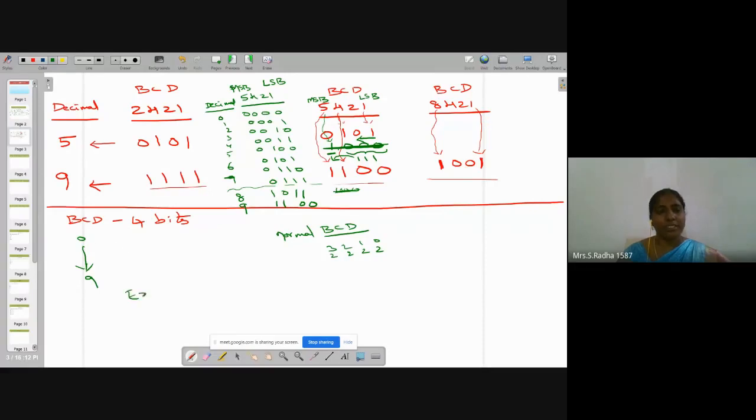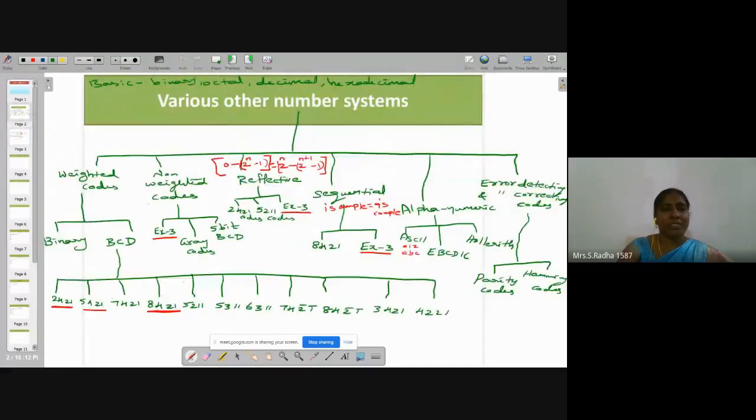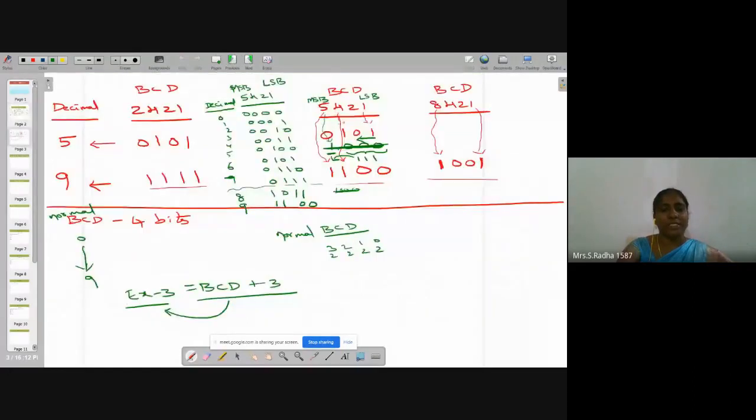XS3 means BCD plus 3. Any value in normal BCD representation, you add plus 3, that becomes XS3. It doesn't have any position values. In the previous slide, you can see XS3 comes under non-weighted codes. It depends on BCD. Whatever BCD is there, you add plus 3, that will become XS3.